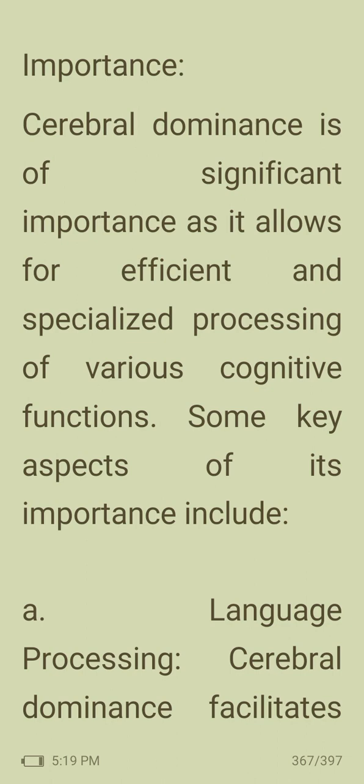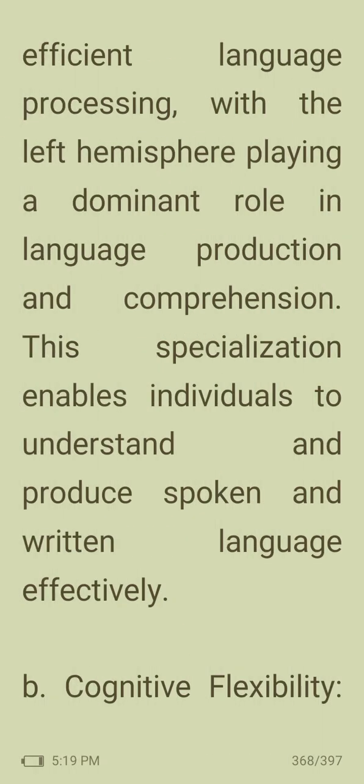Importance. Cerebral dominance is of significant importance as it allows for efficient and specialized processing of various cognitive functions. Some key aspects of its importance include language processing. Cerebral dominance facilitates efficient language processing, with the left hemisphere playing a dominant role in language production and comprehension. This specialization enables individuals to understand and produce spoken and written language effectively.